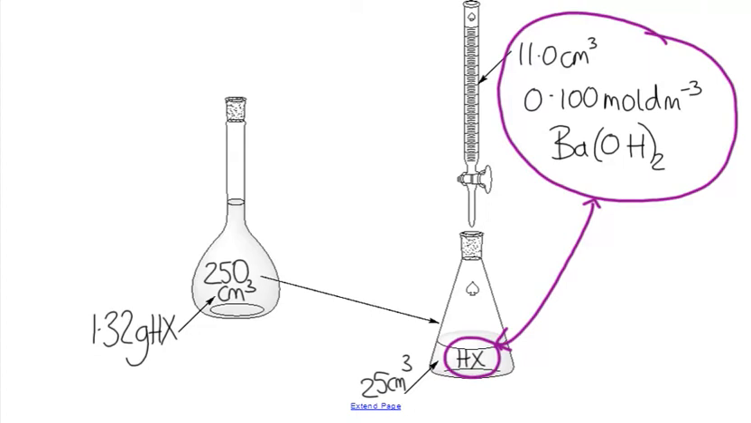And then if I know the moles of HX there, I'll be able to work out how many moles of HX were in this bigger flask. And if I know the moles and the mass, I'm going to be able to calculate the Mr. So that's my thought process. So I'm going to start where I can calculate moles over here with barium hydroxide, and I'm going to work my way back to my initial amounts.